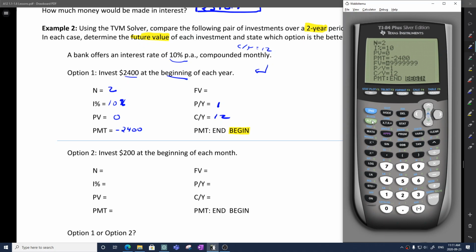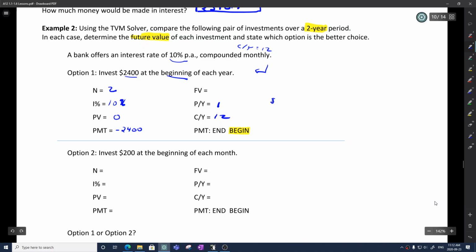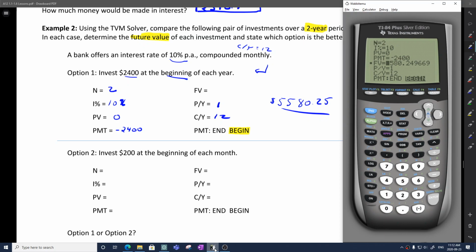So I'm going to calculate this, solve, and what I get here is, okay, I'll remember that. I have an investment worth $5,580.25. Now let me just make sure. I'll pull that back up, and I think that's right. Yep, round to 2 decimal places. All right.